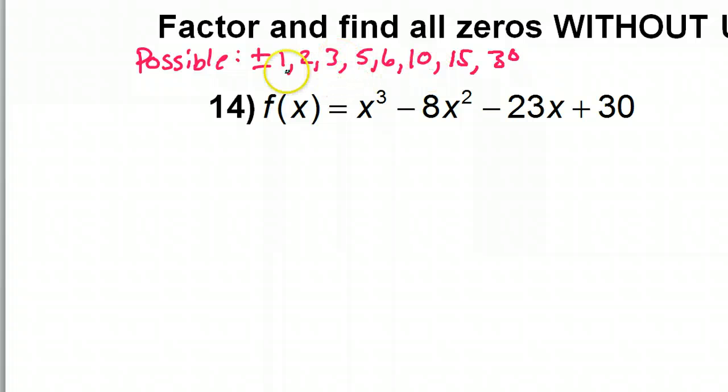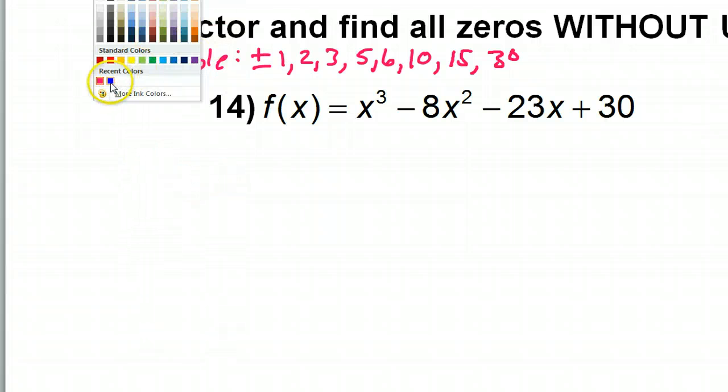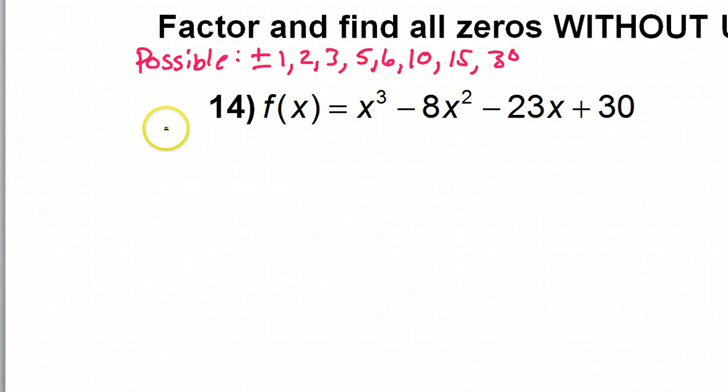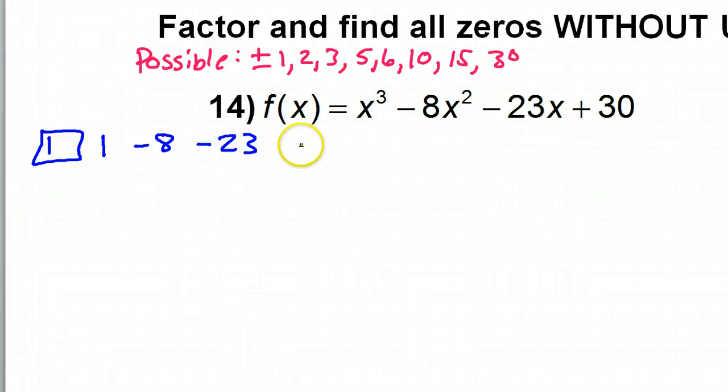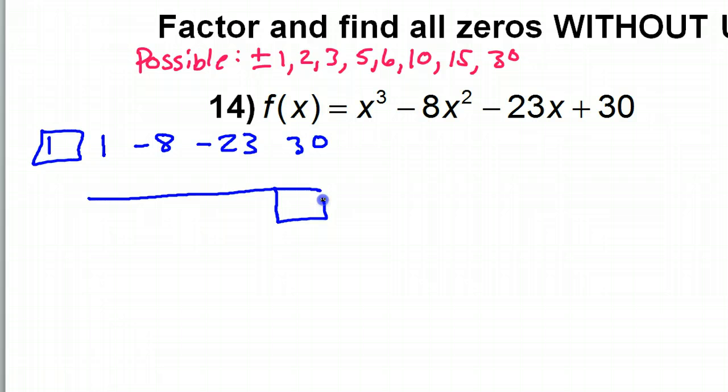I recommend going in order. Do 1, -1, 2, -2, 3, -3, 5, -5. Go in order like that. And if I'm making up the problem, I will always try to make it turn out so that you will find one within the first 6. So go in order, or you could be here all day. So let's see what we've got. First I will try 1. Okay, so I've got 1, -8, -23, and 30.